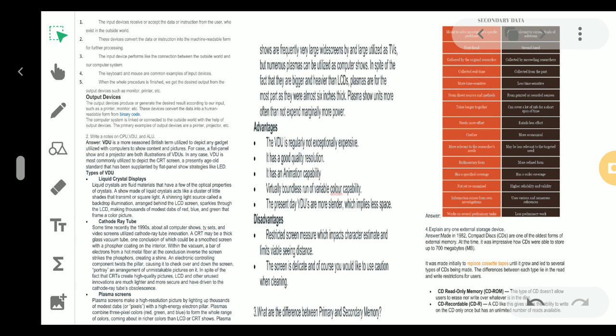Video part is there, and ALU also. You can use the advantages and disadvantages that I have written also in the ALU part. You can write. So next is: what is the difference between primary memory and secondary memory?